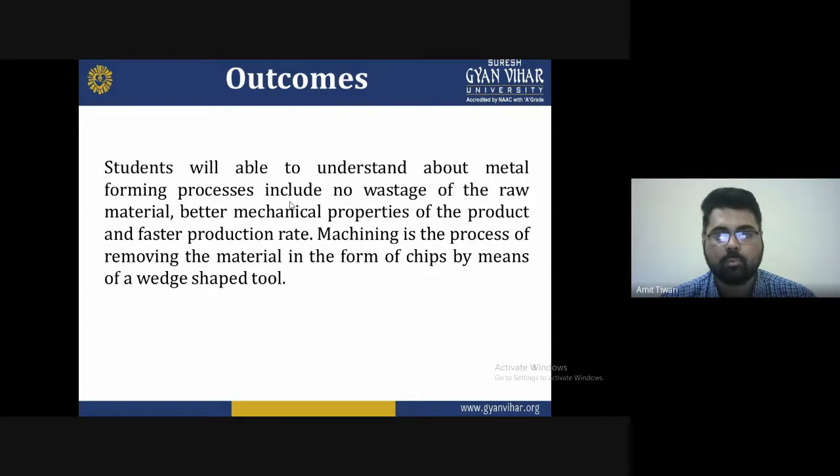Machining is the process of removing the material in the form of chip by means of a wedge shaped tool. So basically, when we are working on the raw metal to increase the mechanical property of that particular product, it will involve some interactive operations that are performed in metal forming processes. After that, the student will be able to understand how the mechanism occurs in the machining process to remove the material as chip by means of wedge shaped tools.